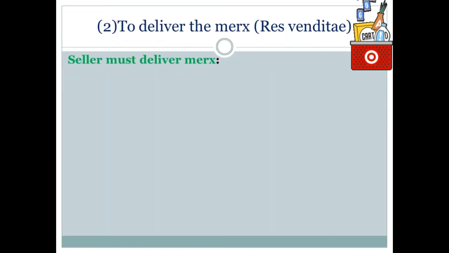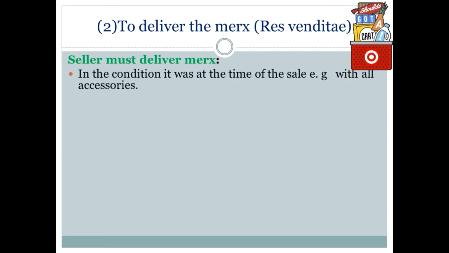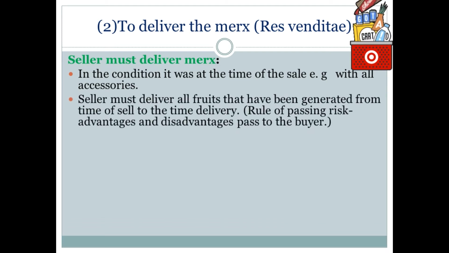Then the next duty is to deliver the merx. Seller must deliver the merx in the condition it was at the time of sale. For instance, if the product had other accessories, they should be delivered. For example, a television set and a remote. Seller must deliver all fruits that have been generated from the time of sale to the time of delivery also. This is in the rule of passing of risk. That is, the advantages and disadvantages, they should pass to the buyer.